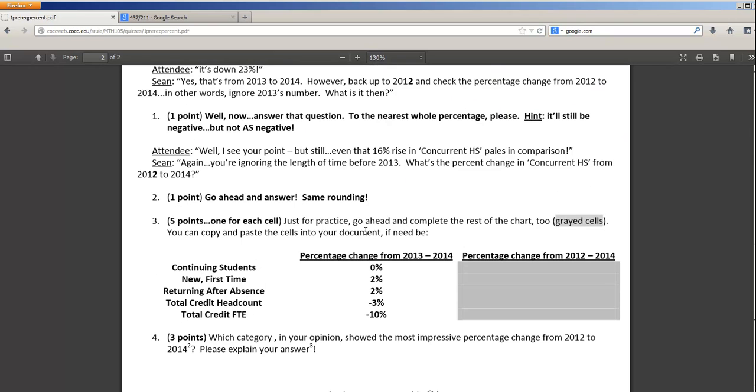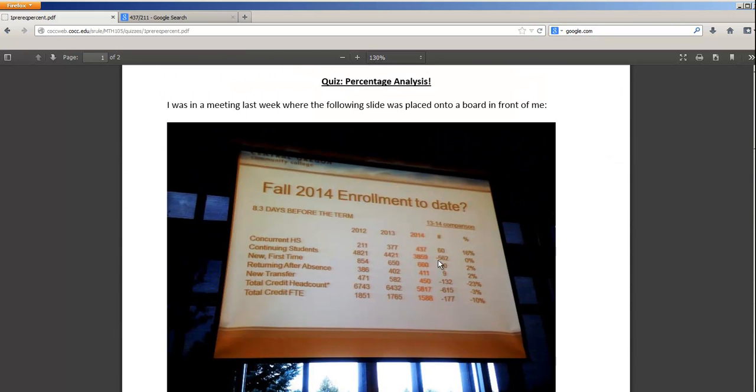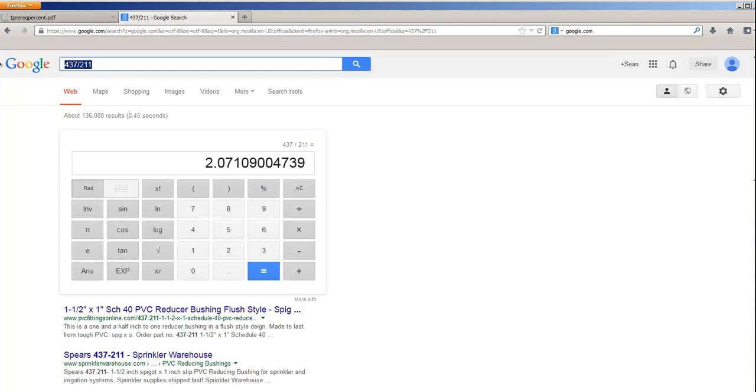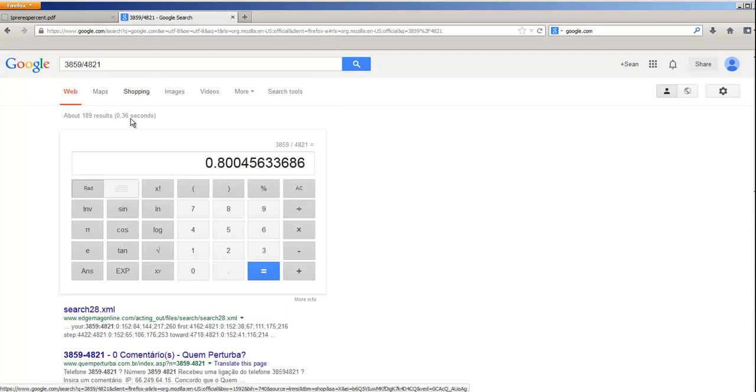Then it says, for practice, go ahead and complete the rest of the chart too. We're going 2012 to 2014 in all of the categories. You may have noticed that this one was wrong. It said 0% up here, and that's most definitely not 0%, but that's okay. We can just do 2012 to 2014. We'll just do a couple to make sure you're getting the point. This one is 3859 from 4821. 3859 started at 4821. That means we're at 80% of where we were, which means we are down 20%, negative 20%, or just down 20%.